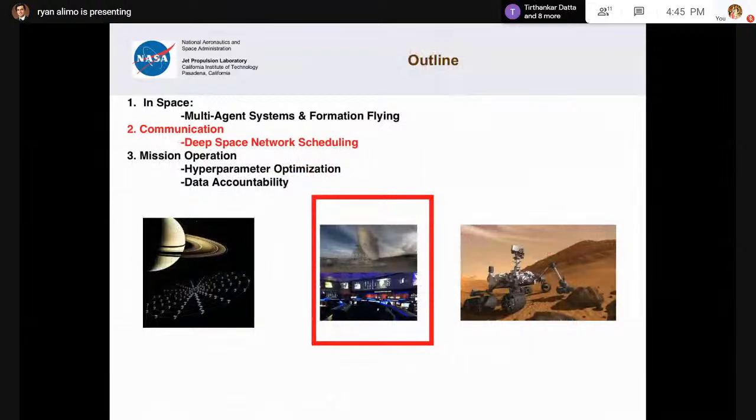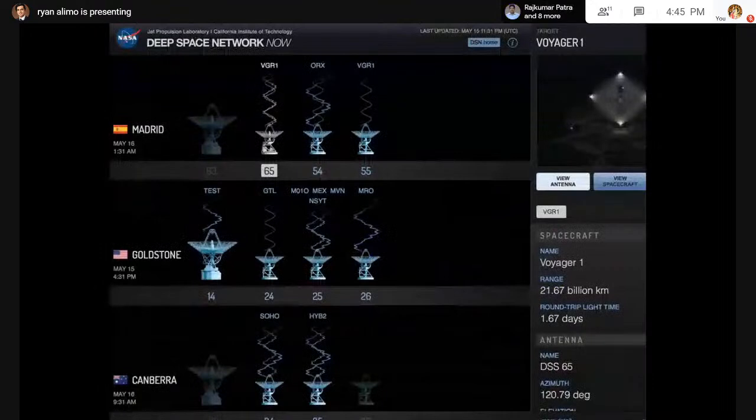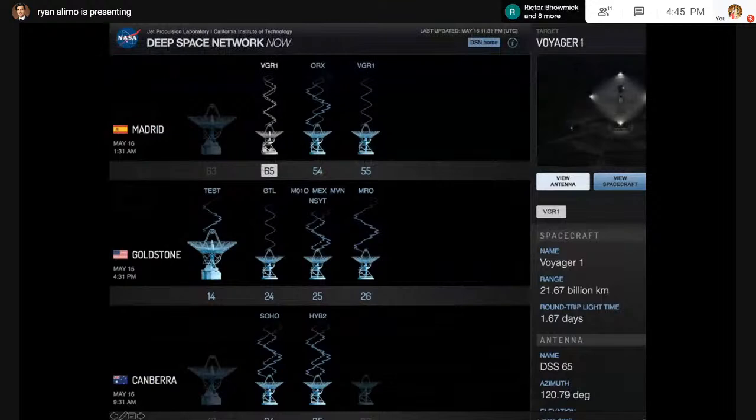So the other area that I want to cover quickly is communication. How we communicate with spacecraft outside our solar system. So there is something that you may have heard about or not. It's called the Deep Space Network, or DSN. DSN is a set of arrays of antennas all around the world. In fact, there are three places. One in California, one in Madrid, and one in Australia.